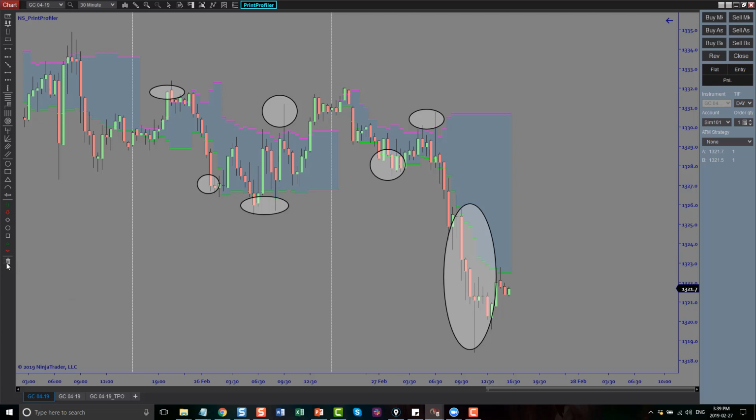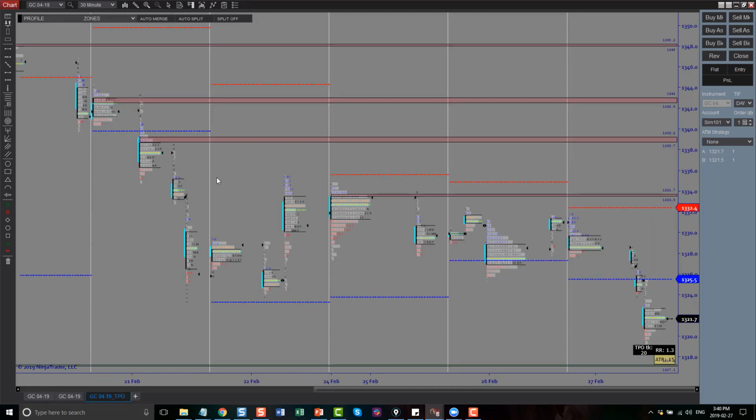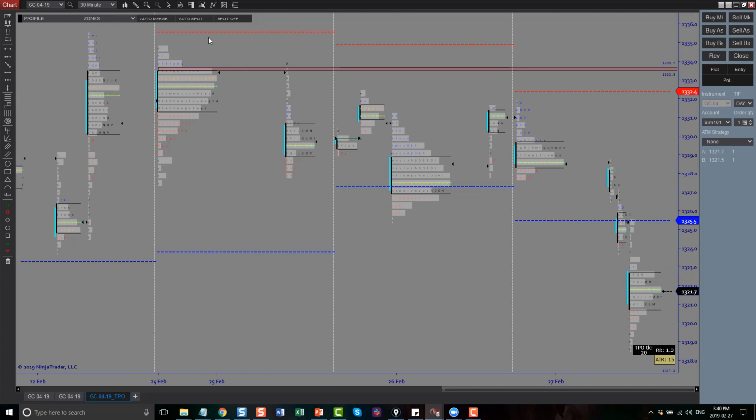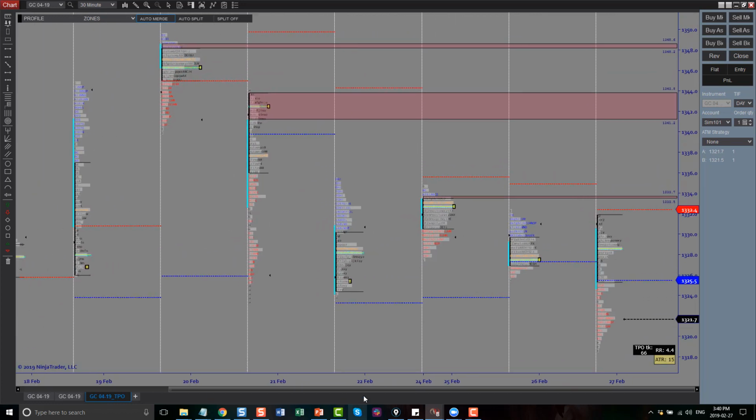It's not difficult to go from your trade setups and look to see if you're actually in a good place on the bigger picture. But you might say, Sean, I don't own the Print Profiler software. I don't own the TPO software. The TPO software does things a little bit different. The TPO software allows us to merge our daily profiles. Let me just merge it. So there's our daily profiles for the market profile software.